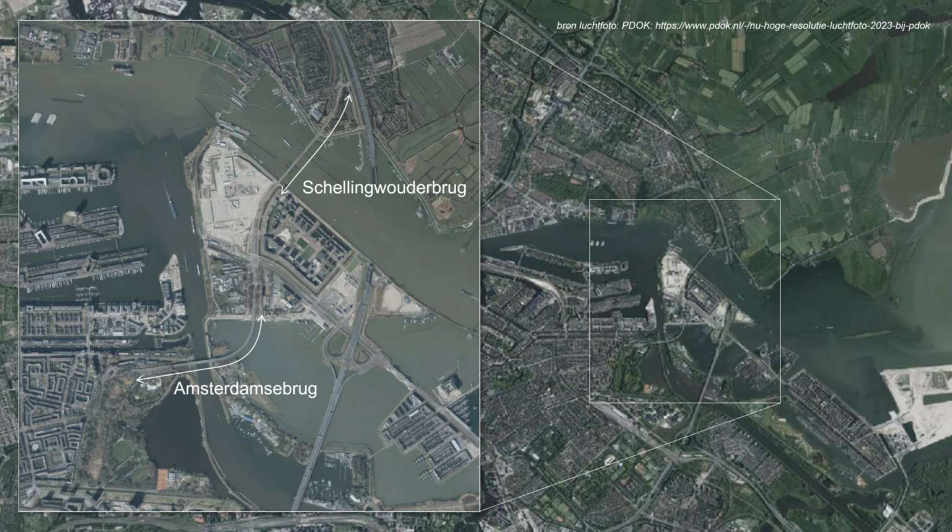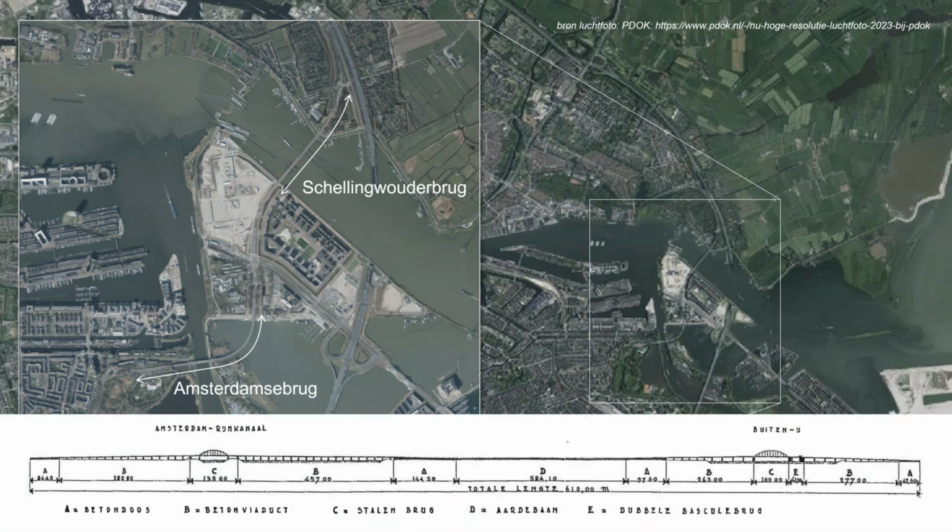Both bridges have a tied arch as main span. It's built in steel, and long approaches consisting of concrete T-shaped girders. And here you see the long section of the bridge where you see the very long concrete approaches.